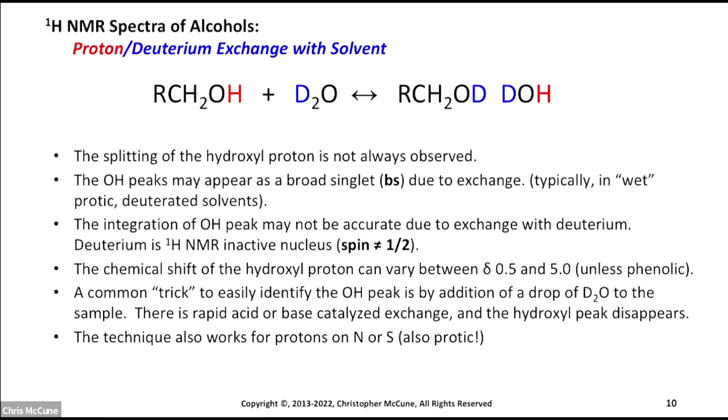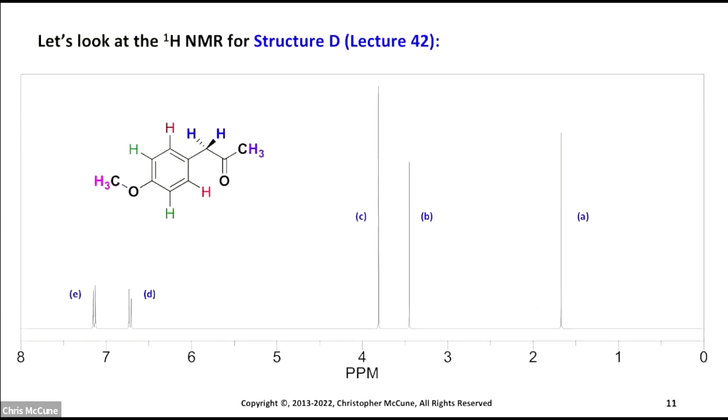All right, so from a previous lecture, lecture 42, we have structure D. Let's go ahead and assign now our splitting patterns. Okay, and I already said that we had integrals here also of 3 hydrogen, 2 hydrogen, 3 hydrogen, 2 hydrogen, and 2 hydrogen. And then now let's include the splitting pattern. So here's a singlet.